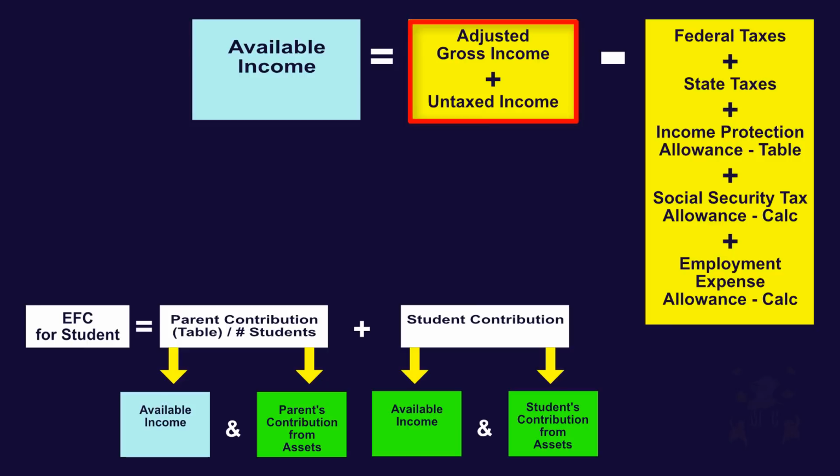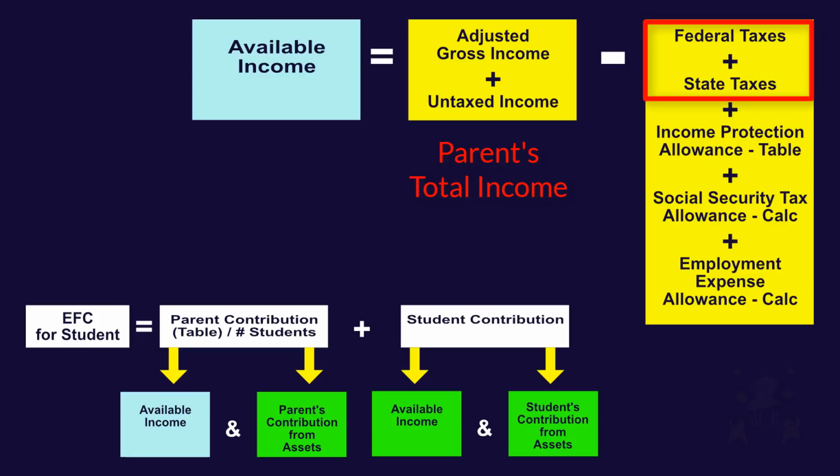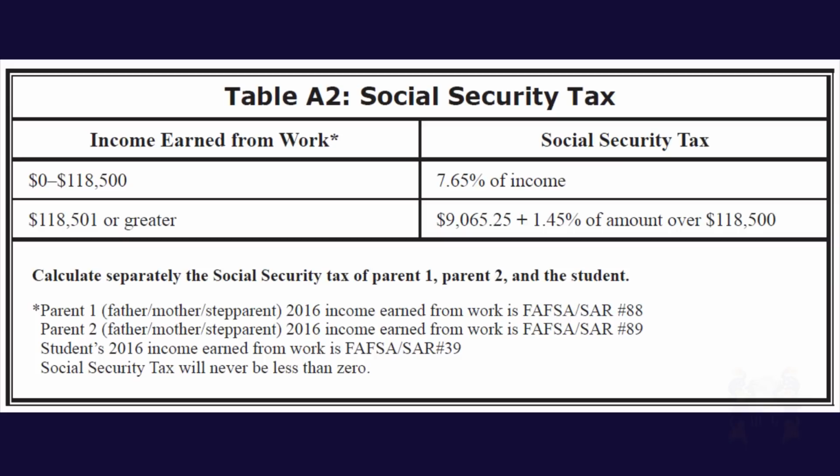The parents' combined adjusted gross income from the federal tax form from 2 years prior, plus any untaxed income like 401k contributions and health savings accounts, is the parents' total income. Next, you take the parents' total income and you subtract each of the following: federal and state taxes, and allowance for Social Security tax. This is the table, and this is from the 2018 to 2019 FAFSA Application and Verification Guide.